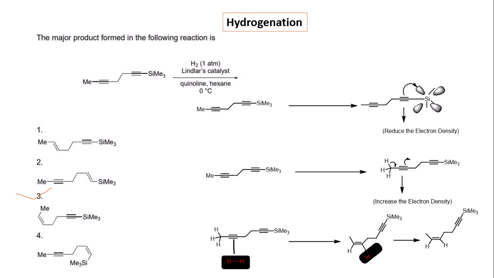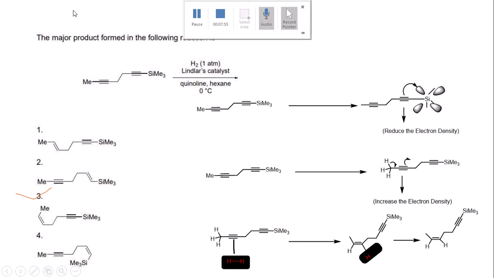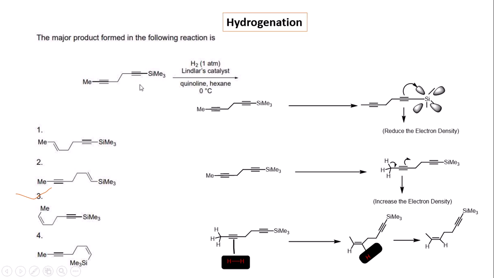Next are the hydrogenation reactions. In the hydrogenation reaction, two different types of alkynes are present. One is the electron deficient alkyne. This electron deficient alkyne has a vacant d orbital on the silicon atom, and this vacant d orbital can resonate with the pi bond and reduce the electron density on this pi alkyne system, and this other one is the electron rich alkyne.